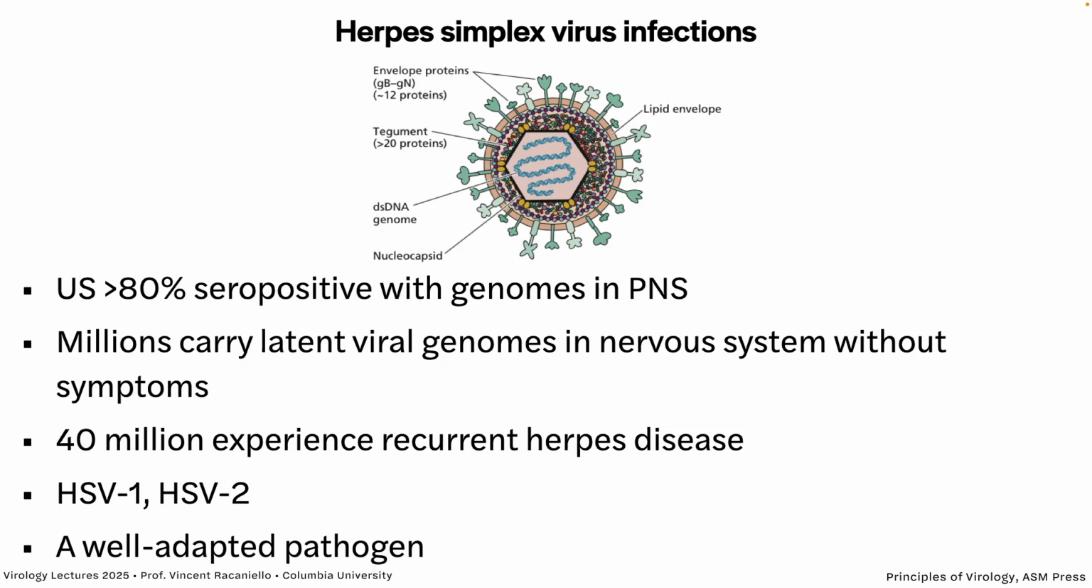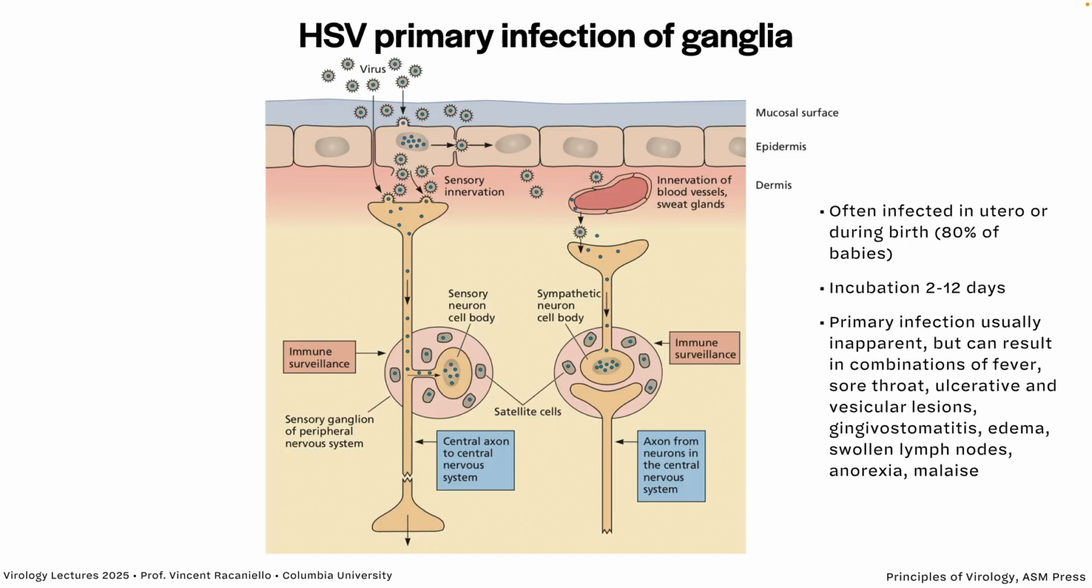There are two herpes simplex viruses, simplex 1 and 2. 1 has a preference for oral infections. 2 has a preference for genital infections. But they can mix. It's not absolute. And this is a well-adapted pathogen because it infects many, many people and mostly causes minimal disease. So let's explore how this works.